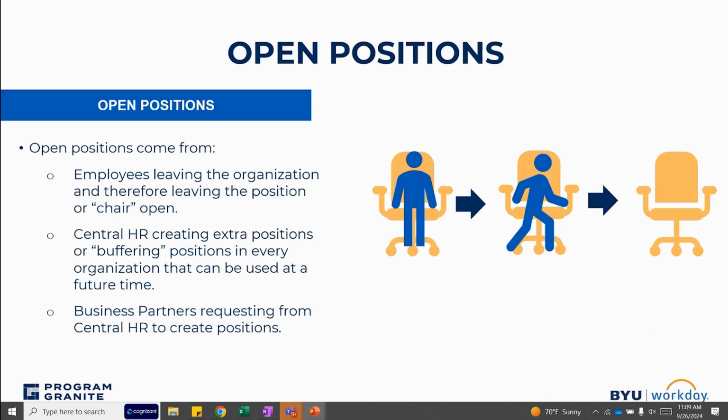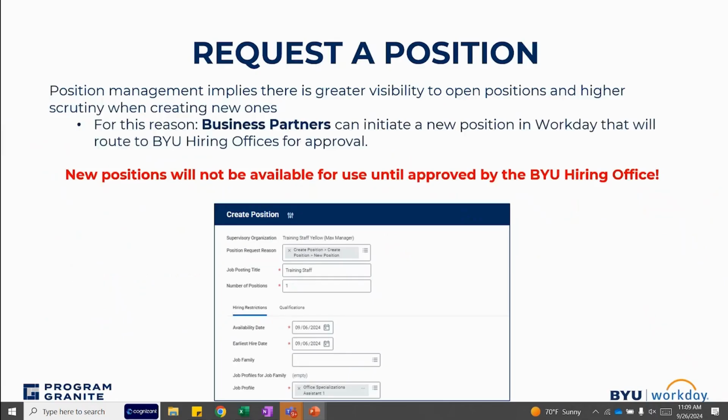But the key here is this process, and this is a screenshot of how to actually create a position. HR business partners do have access to go in and initiate this to say, I need 3 new trainer positions. It'll then route to the hiring office for approval, and it won't actually be made available until it's approved by the hiring office. But business partners can initiate those. Again, the idea is that you shouldn't even have to, because there should be enough vacant positions in your organizations that you don't need to do that.